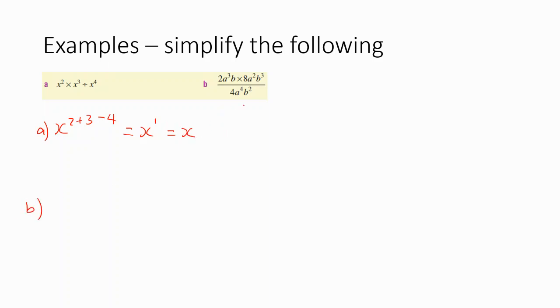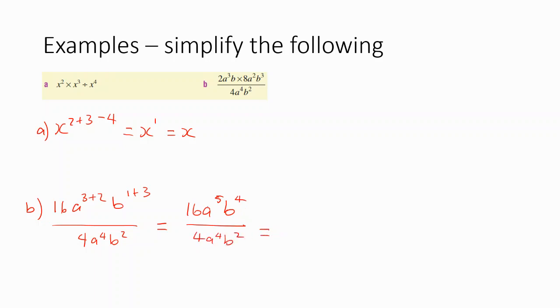In our second example, I'm going to start by just looking at the numerator and worrying about the denominator later. Now, when you have numbers in front of the base, you can just treat them as normal numbers. So I'm going to start by multiplying 2 by 8. So 2 times 8 is 16. And then we have a to the power of 3 plus 2, b to the power of 1 plus 3, all over 4a 4b squared. So this will become 16a to the power of 5, b to the power of 4, all over 4a 4b squared.